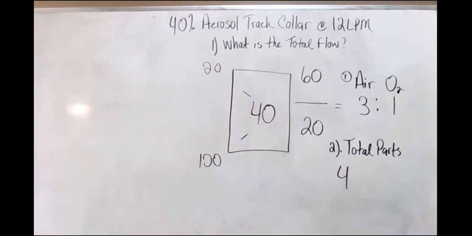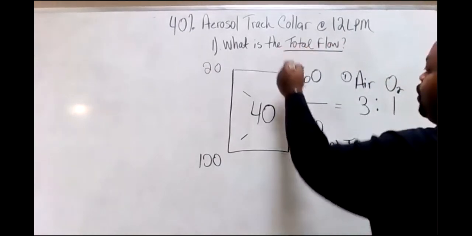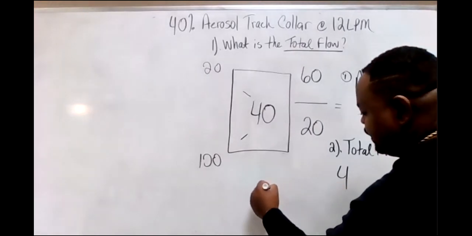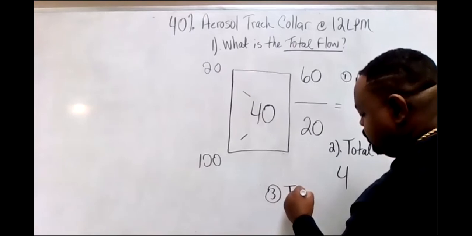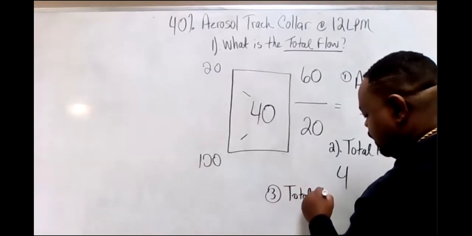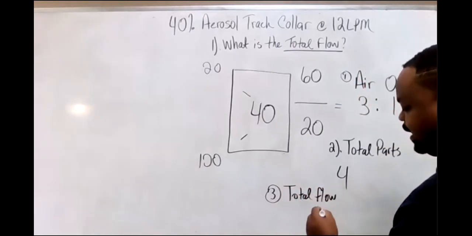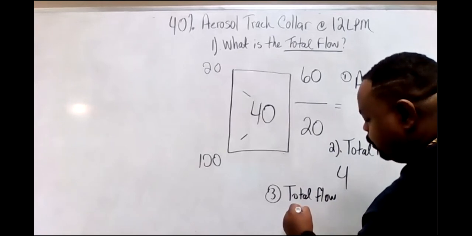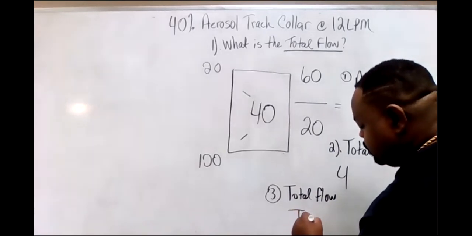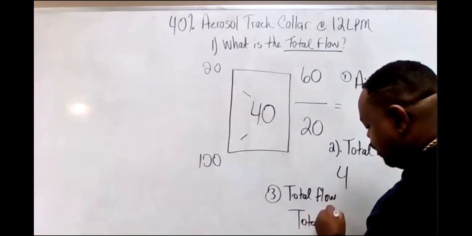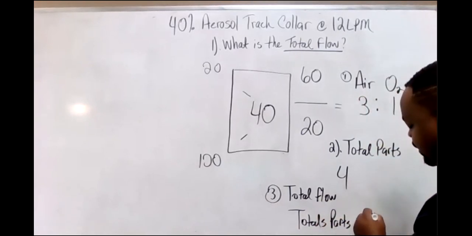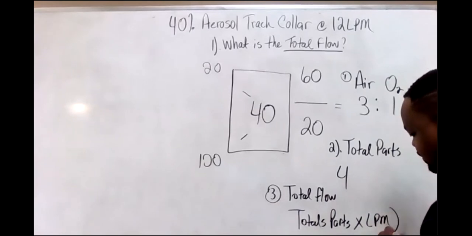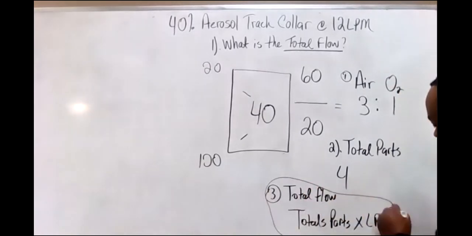Last part, I want to know the total flow. That's the question. That's number three: total flow. Total flow is the total parts times the liters per minute. That's going to give me my total flow.